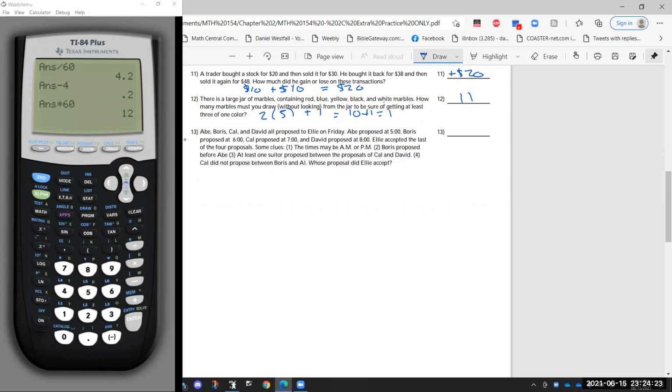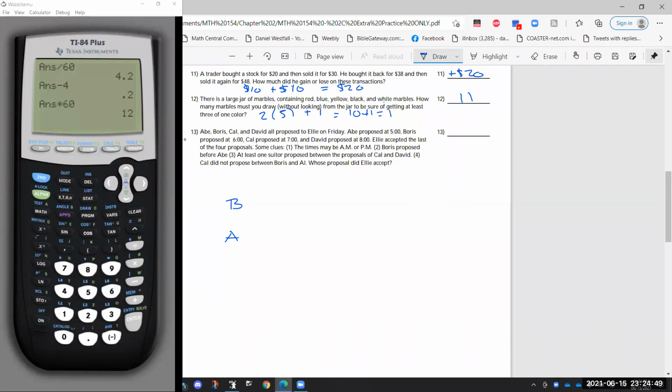Now that seems obvious until they tell you, wait, the times may be AM or PM. So this person could be 5 AM and this could be 6 AM. Holy cow. So this is not as easy as we thought, right? So Boris proposed before A. So B is sometime before A. We'll leave some space in case there's somebody in between.